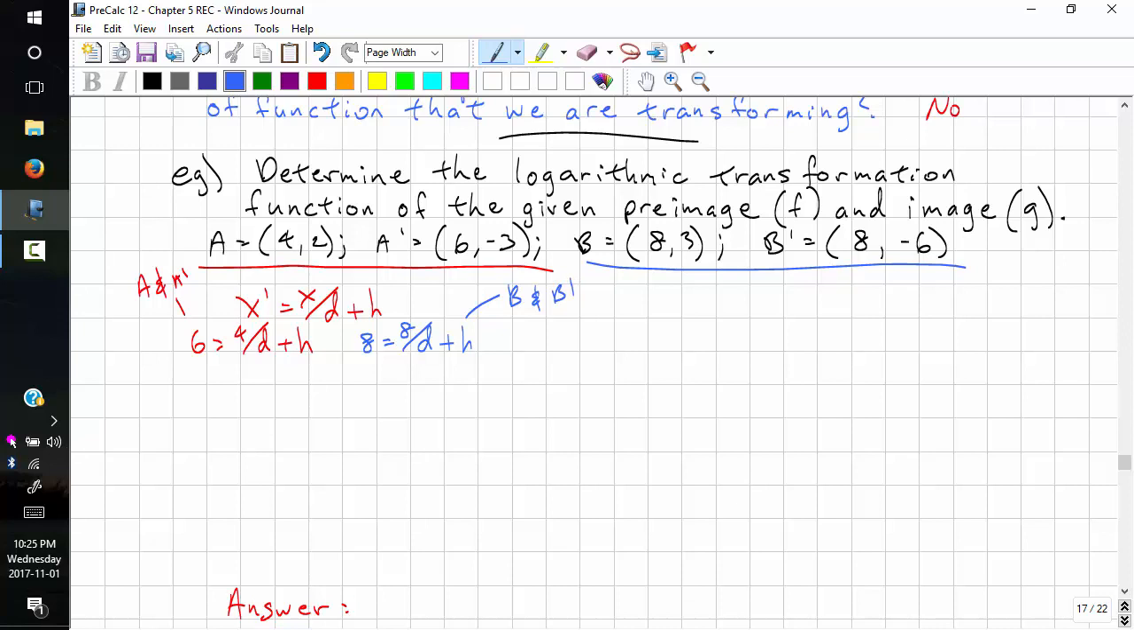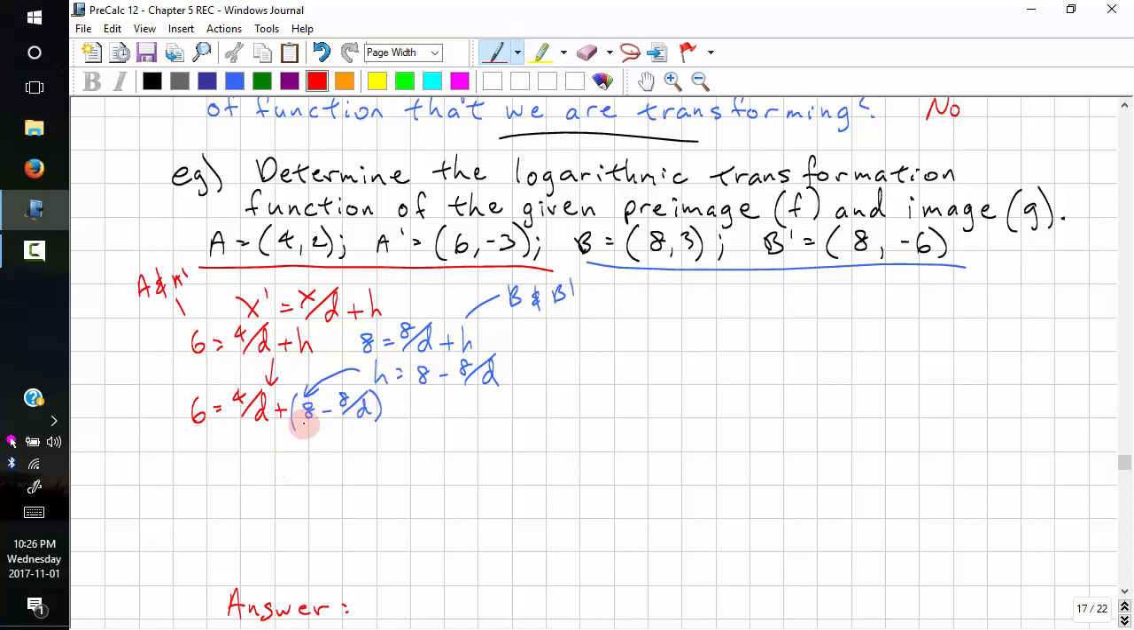Doesn't matter which one we solve first. There's no zeros here, so it doesn't make it any easier. So we move this to the other side. We have h equals 8 minus 8 over d. Now we substitute over here, and we substitute down here. We have 6 equals 4 over d plus, use brackets, 8 minus 8 over d.